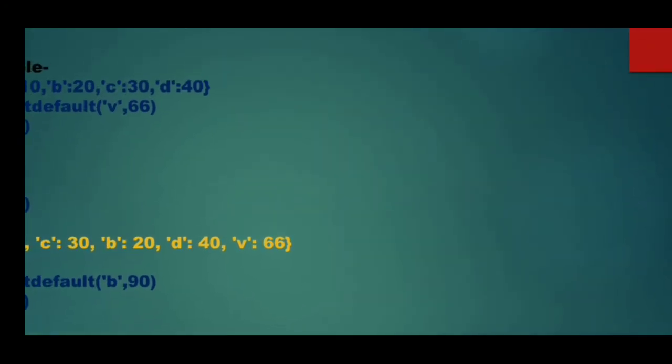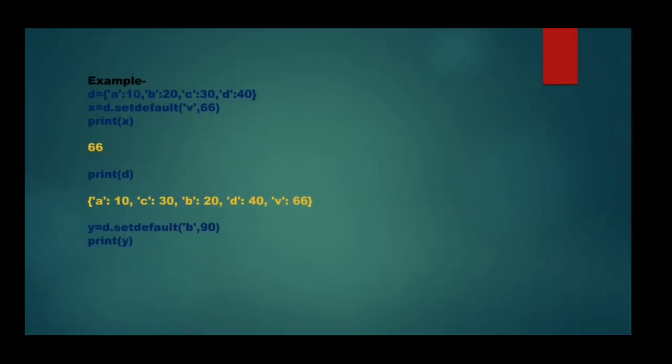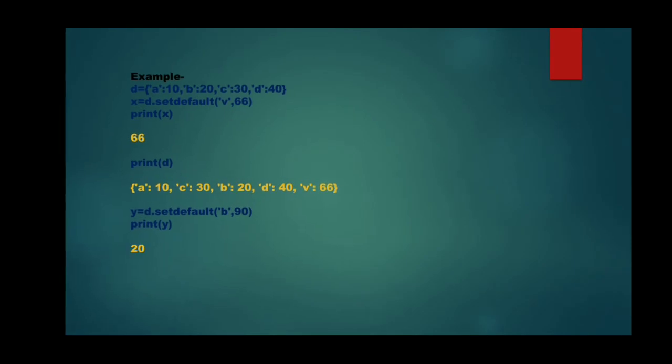Now moving on to the next example, it is given Y is equal to D dot setdefault B comma 90. Now the B key is already existing in the dictionary. So now what will happen? It is not going to insert the B key, but instead it is going to return the current value of B. And what is the current value of B? It is 20. So 20 will be the current value and 90 will not be updated. Okay. When I display the dictionary, see, B is still 20.